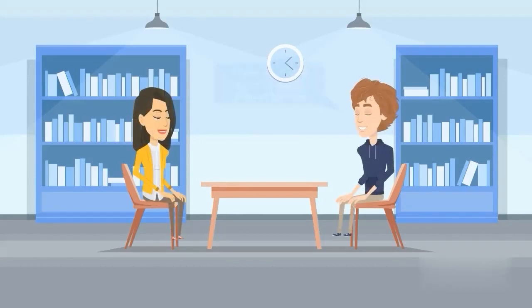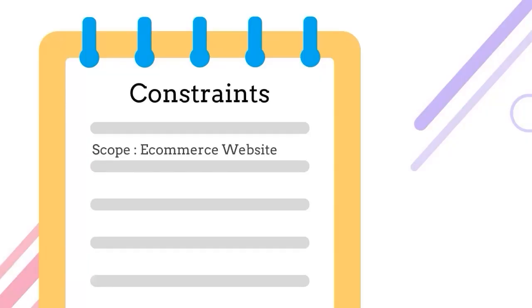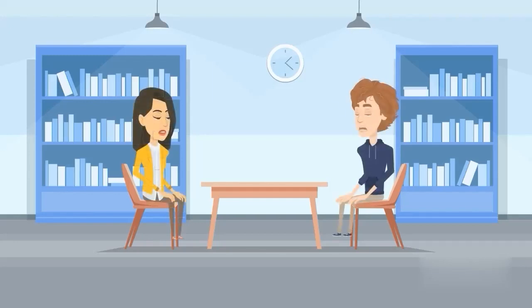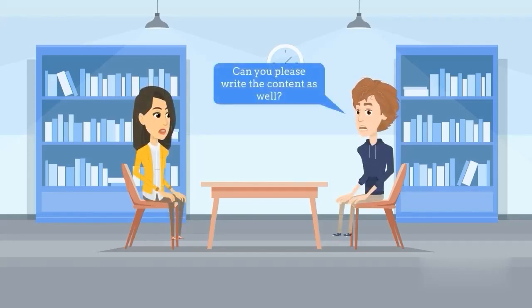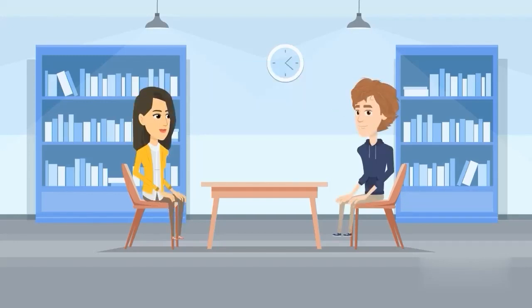Let's quickly look into an example. I have a website development project. The scope is an e-commerce website, the time is 6 months, and the cost is $500,000. Say the client originally thought that they would be able to give you the content from their team, but they have recently learned that they cannot, and the team doesn't have the bandwidth.